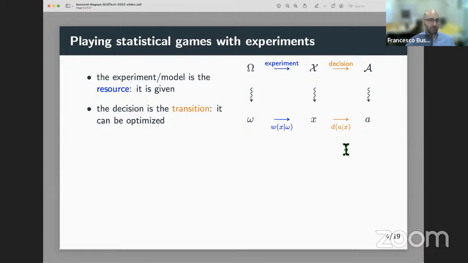Why a conditional probability distribution and not a function? Well, a function is a particular conditional probability distribution, but in principle, for mathematical generality, we allow the statistician to also take randomized decisions. So in the face of the data, the statistician could always, for example, toss a coin and use the result of the coin toss in order to take her decision.